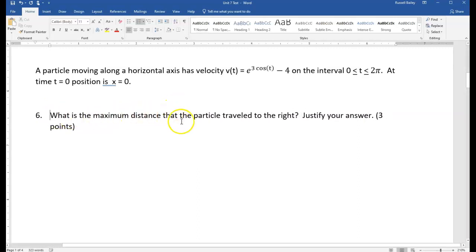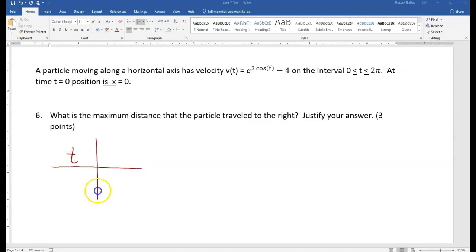All right, what is the maximum distance that the particle traveled to the right? Justify your answer. Okay. Well, that's a candidate's test question. All right. So we have our input unit is time, and the thing I'm trying to find the maximum value of is the position. When is the position farthest to the right? Okay. Now, I saw quite a few people putting the wrong function here. So you have to know what you're finding the maximum of. I want to find when the position of this particle is farthest to the right.